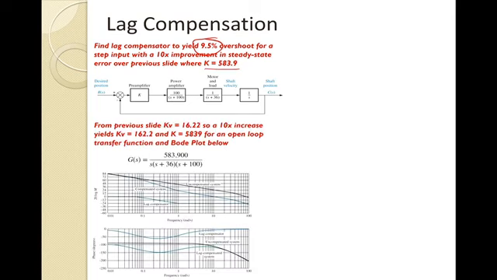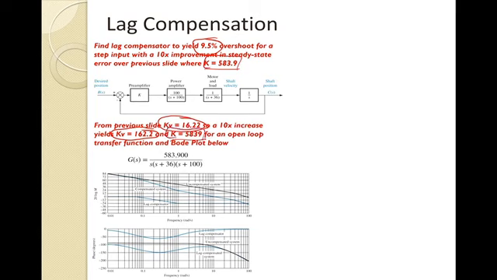So the previous slide had a steady state error based on our type 1 system, a Kv of 16.22. So a 10x increase would make Kv now 162.2. Okay, and that would result also in an increase of gain by a factor of 10 as well. So notice that K now goes up by a factor of 10 as well.